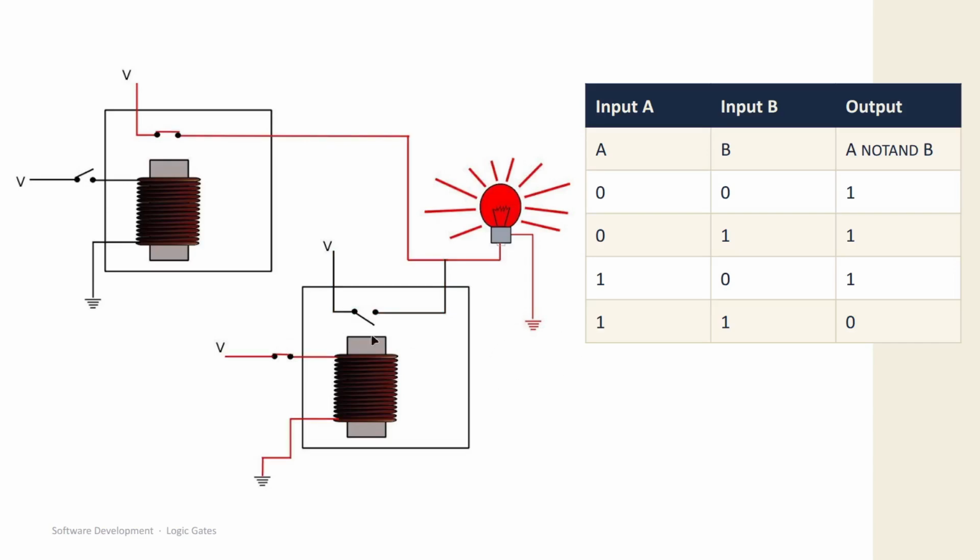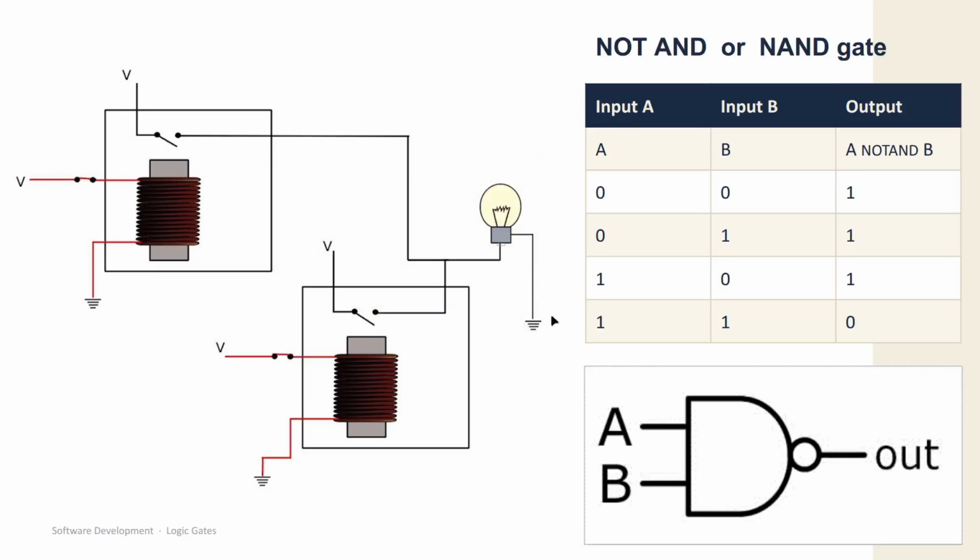Power one input, nothing happens. Power the other, still nothing, but power both, and the lamp goes out. This is the not AND gate. As the table shows, its logic is the exact opposite of AND. We can say not AND or NAND gate.